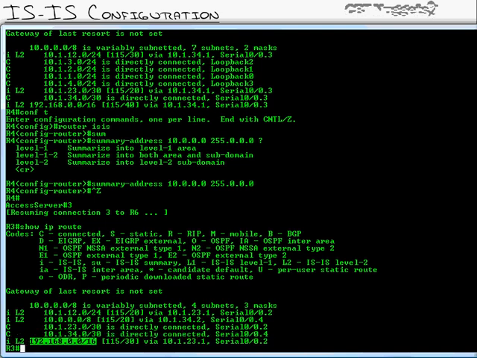So, my friends, I will leave it to you. Which one do you think is easier? ISIS or OSPF? I'm not going to answer that question. I'm just going to leave it at that.